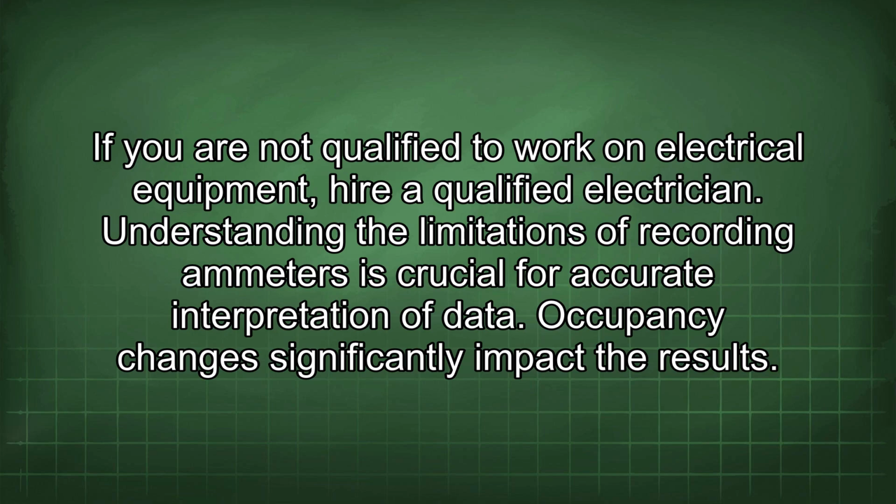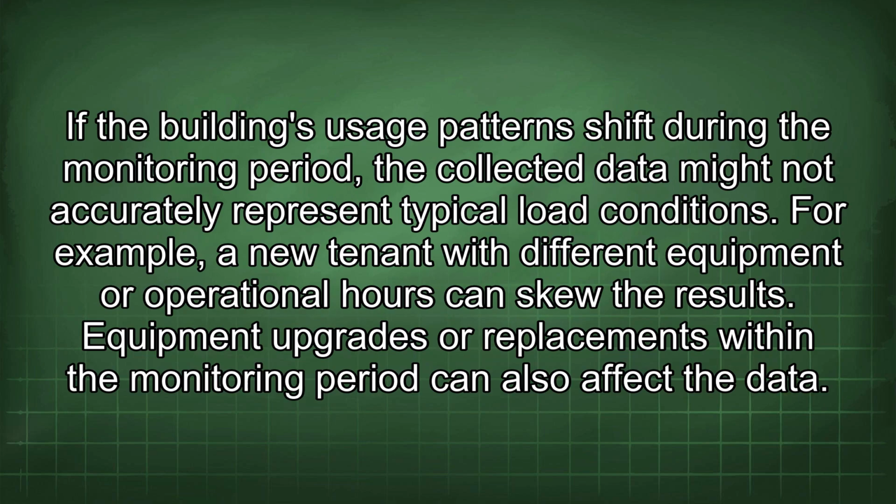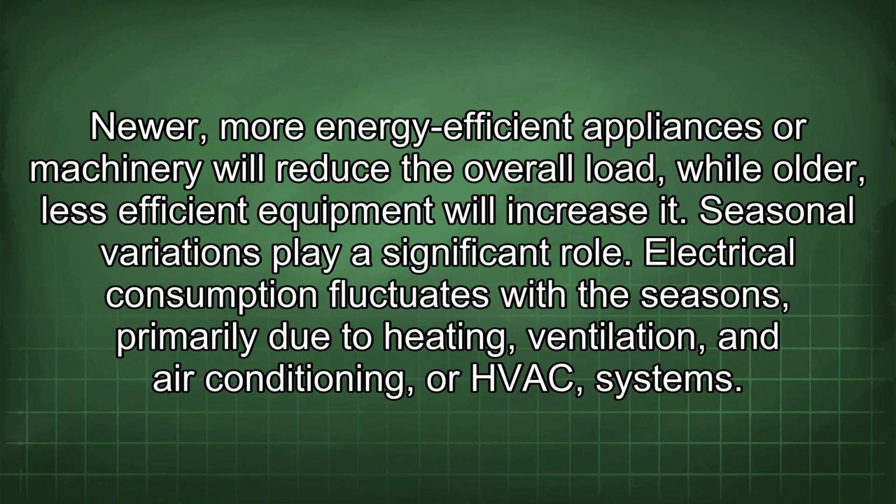Understanding the limitations of recording ammeters is crucial for accurate interpretation of data. Occupancy changes significantly impact the results. If the building's usage patterns shift during the monitoring period, the collected data might not accurately represent typical load conditions. For example, a new tenant with different equipment or operational hours can skew the results. Equipment upgrades or replacements within the monitoring period can also affect the data. Newer, more energy-efficient appliances or machinery will reduce the overall load, while older, less efficient equipment will increase it.